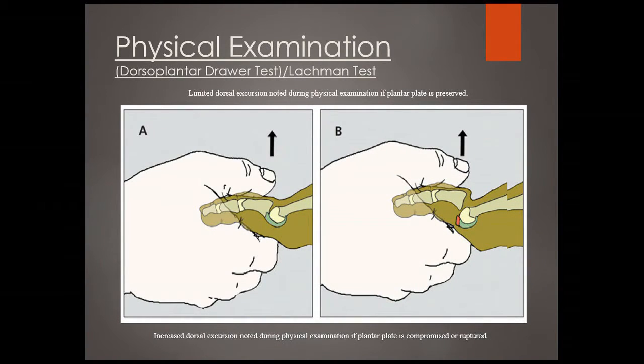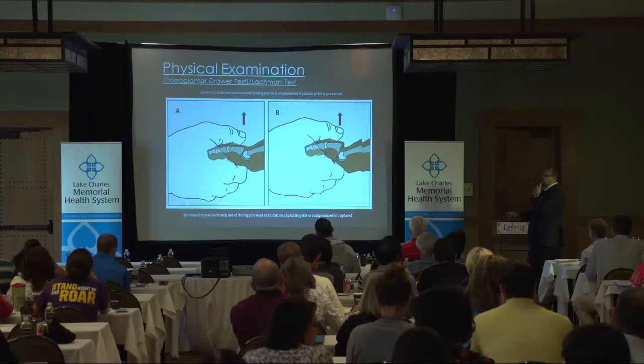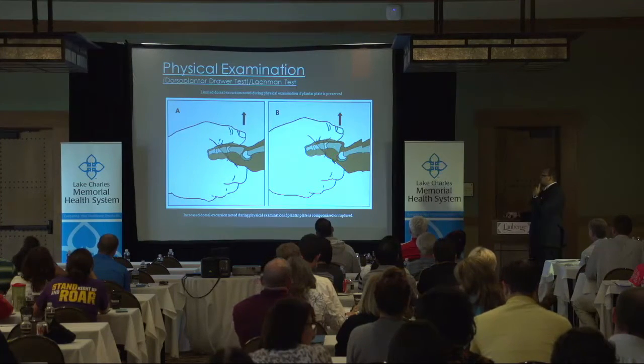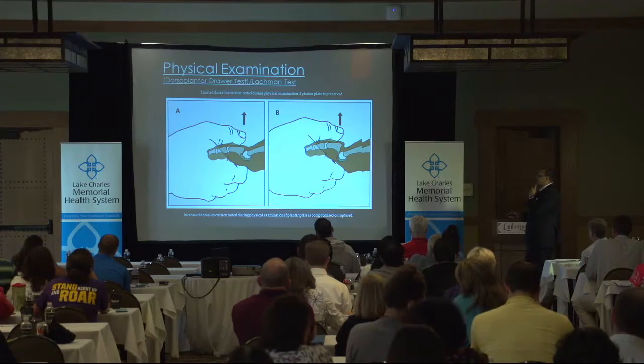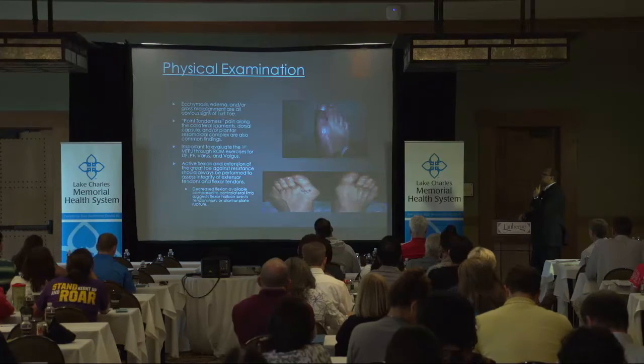Physical examination. We use a Lachman test. Basically, you stabilize the proximal metatarsal and you go up and down with the digit. With an intact plantar plate, you should not get much dorsal excursion. With a violated plantar plate, you're going to see a subtle or complete dislocation of that particular great toe.